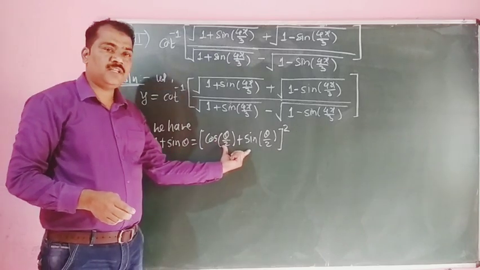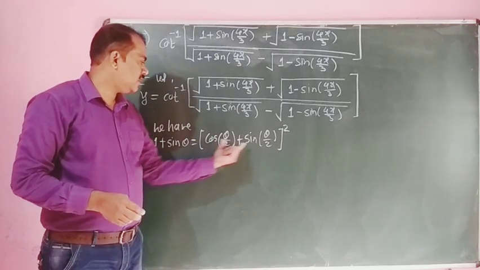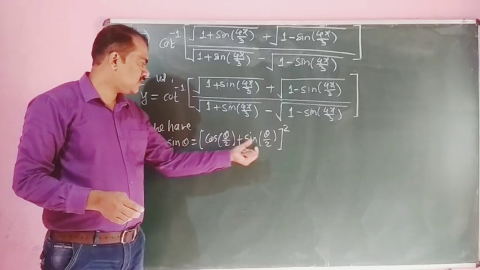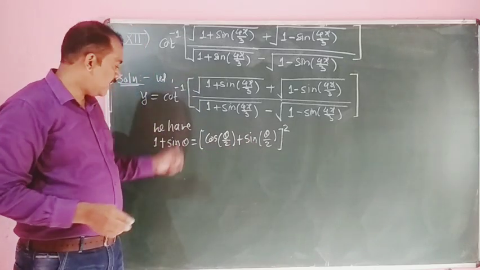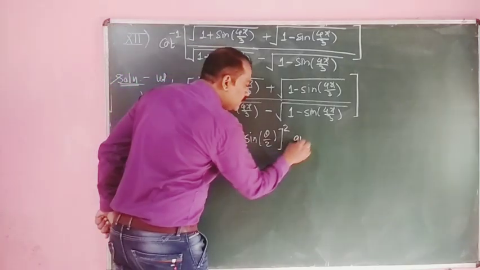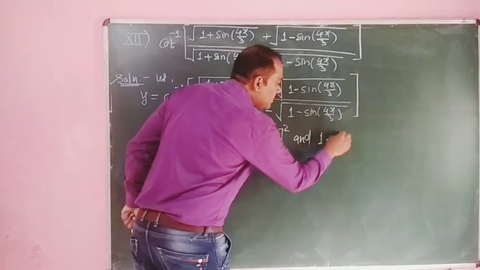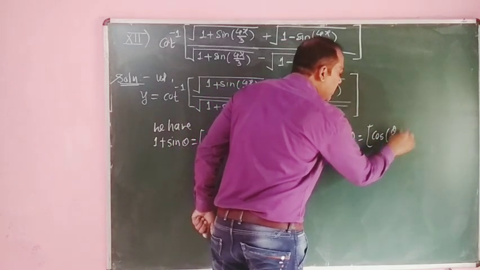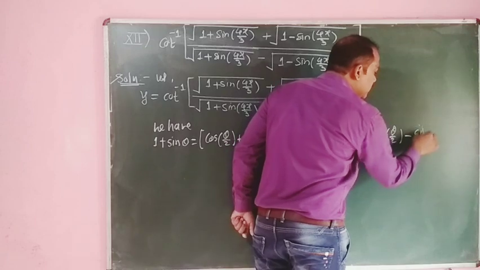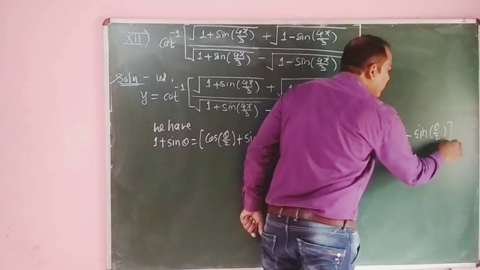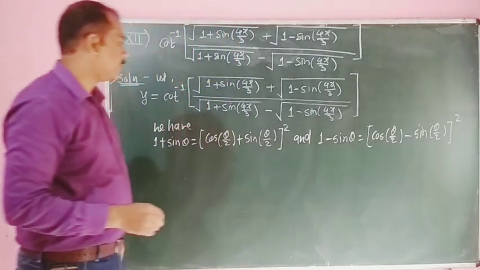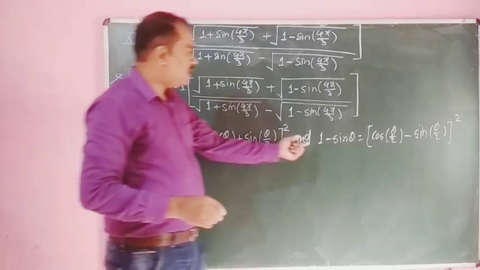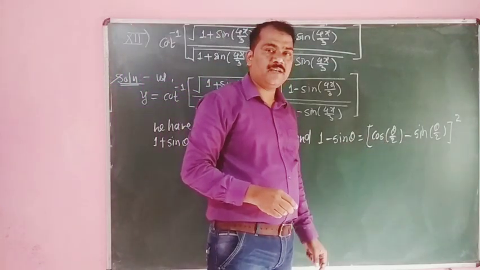If you expand this by using the (a plus b) square formula, cos square theta by 2 plus sine square theta by 2 is nothing but 1, plus 2 times a into b, that is 2 times cos theta by 2 into sine theta by 2, which is nothing but sine theta. Similarly, 1 minus sine theta is equal to cos of theta by 2 minus sine of theta by 2, bracket square.